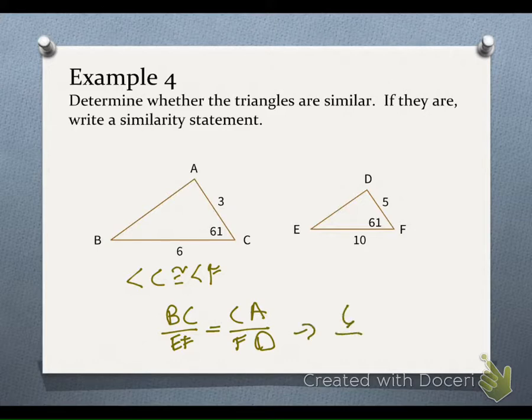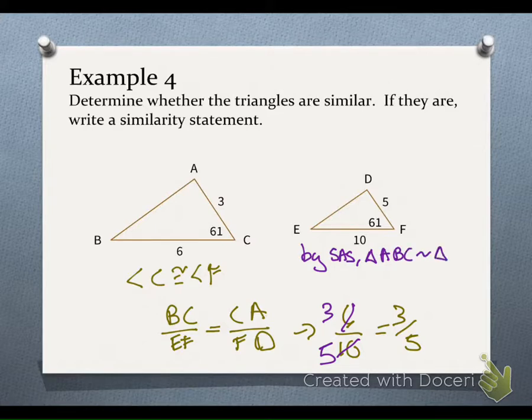So we have 6 over 10 equals 3 over 5. We're going to reduce our first fraction. When we reduce 6 over 10, it goes to 3 over 5. So we can now say by side angle side, and we know this because we proved that there's an angle that's congruent in both, and that the sides that make up that angle are proportional. So by side angle side, triangle ABC is similar to triangle DFE.